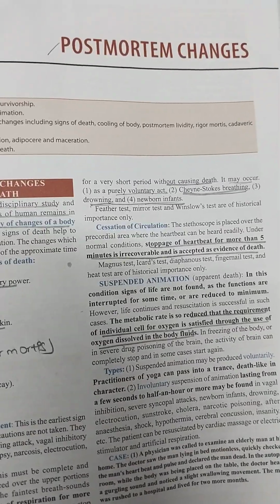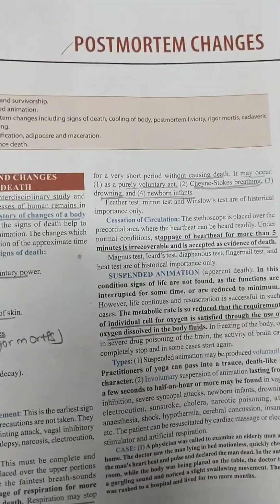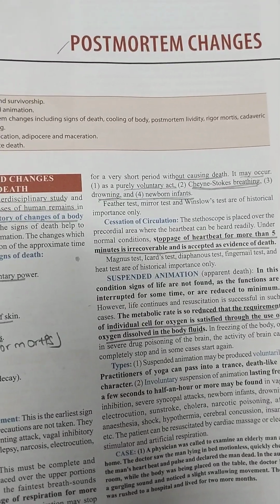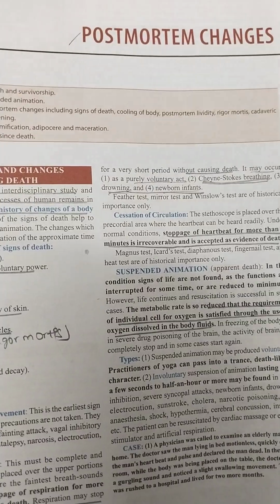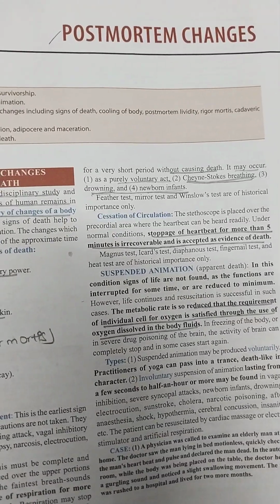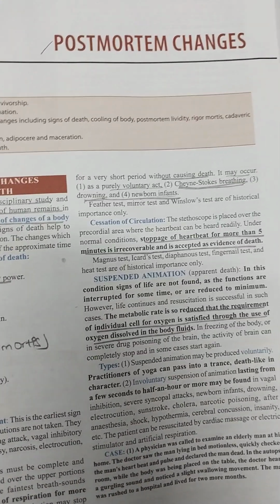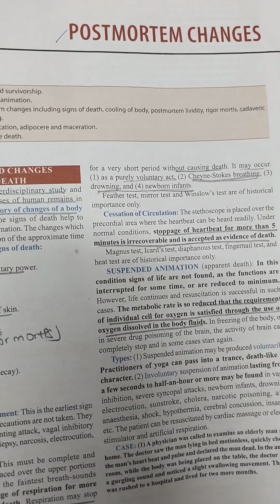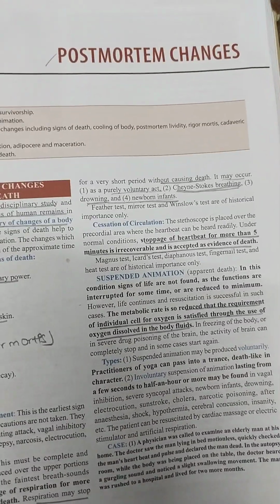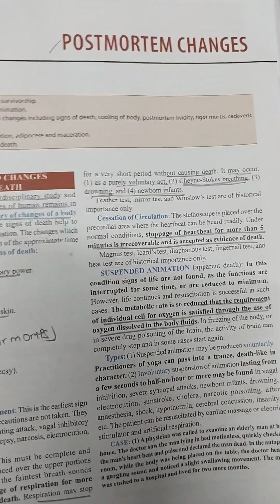Respiration may stop as a purely voluntary act, as I told you before. Another thing is Cheyne-Stokes breathing. Another is drowning in newborn infants also. So we'll do the feather test, mirror test, and Winslow's test. Okay. So cessation of circulation. We want to hear the heartbeat. Complete cessation of the heartbeat for more than 5 minutes is irrecoverable.